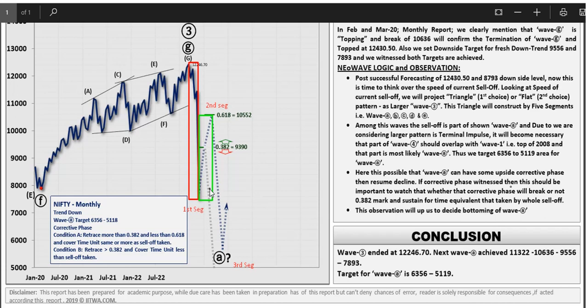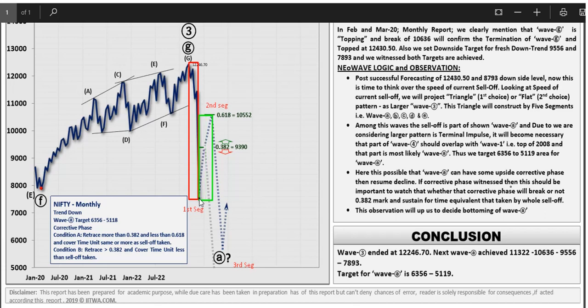Will it retrace less than 38.2%, that is 9,390, or will it retrace more than 38.2% but less than 61.8%, that is 10,552, or retrace more than 61.8%? So this is about the price. The next thing is how much time this second segment will consume. Will it consume more time than taken by the first segment, or less, somewhere like this, less.